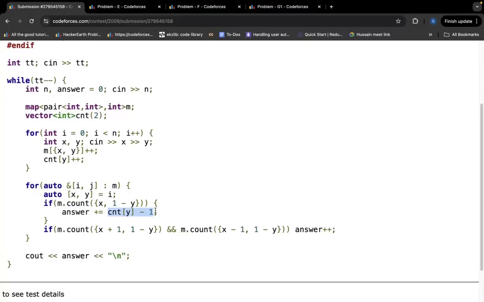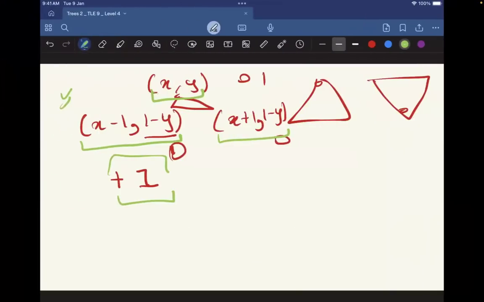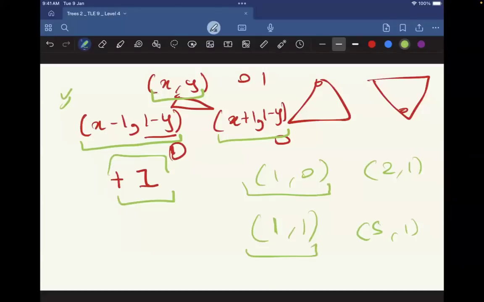Do you agree that since we'll be iterating on x comma y in the map, I would be also iterating through x comma 1 minus y in the map? Yes or no, guys? What I'm trying to say here is that, let's say the points are 1 comma 0, 1 comma 1, and 2 comma 1, and let's say 5 comma 1. Do you agree that since I'm iterating on these points, if I iterate on 1 comma 0, I would be also iterating on 1 comma 1.